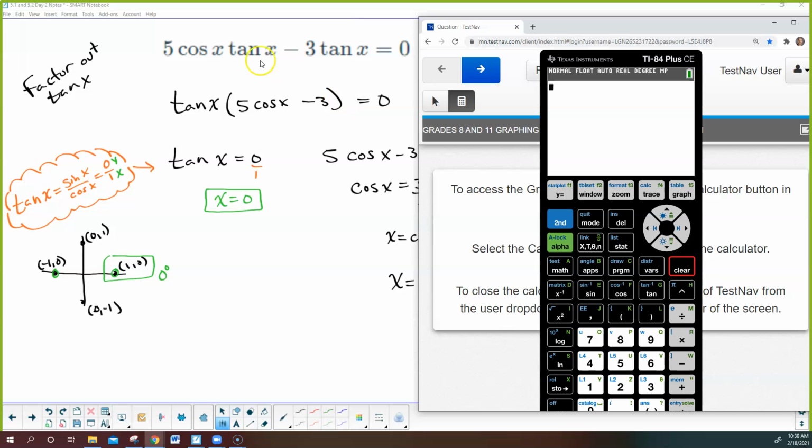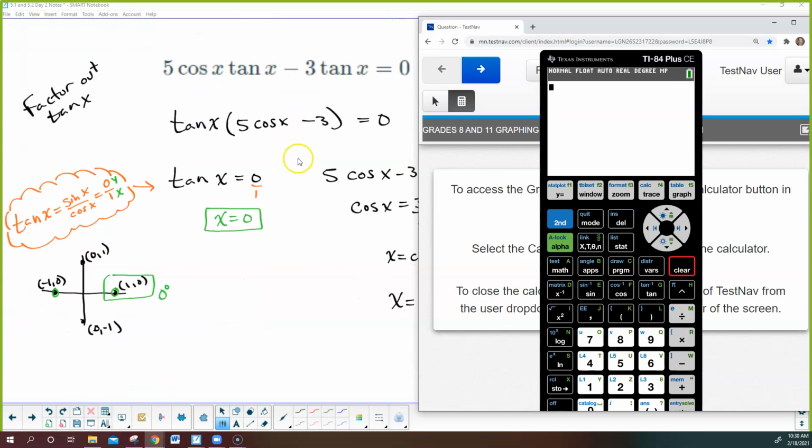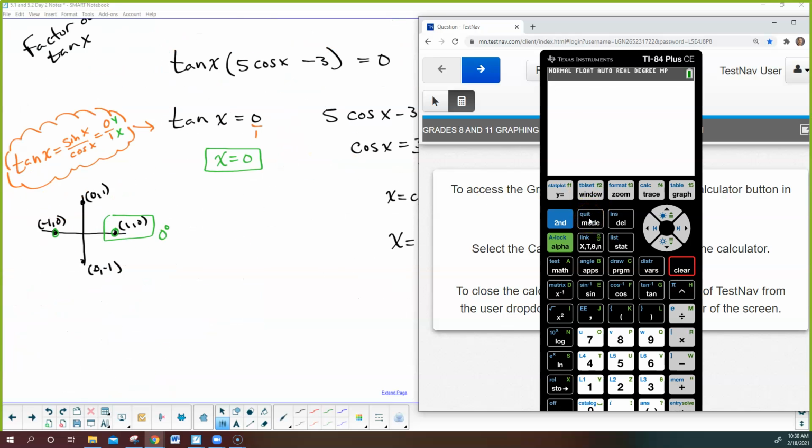So I'm already in degrees mode. If they had wanted this answer in radians, then I would have to change my mode, and you have to be aware of that. If your answer is in degrees, you want degrees. If your answer is supposed to be in radians, you've got to change it. So right now I'm currently in degrees mode.